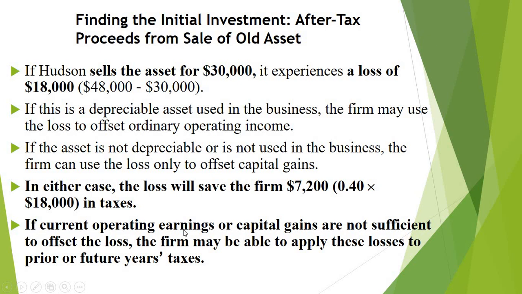If the current operating earnings or capital gains are not sufficient to offset the loss, the firm can apply these losses to prior or future years' taxes. So the conclusion here is that if there is a loss on the sale of an asset, the firm will be able to save some taxes on its current taxes or future years' taxes.